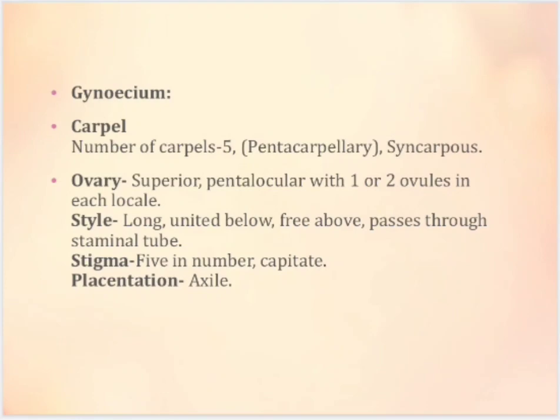Now gynoecium, 5 carpels, hence pentacarpellary, syncarpous condition. Ovary is superior, pentalocular with 1 or 2 ovules in each locule. Style is long, united below, free above, and passes through the staminal tube. 5 stigmas, capitate, and axile placentation in China rose.